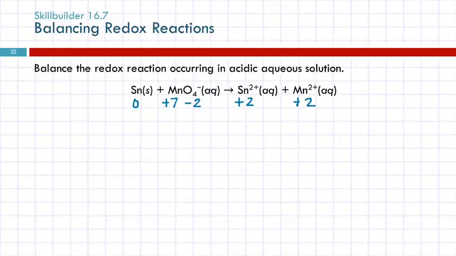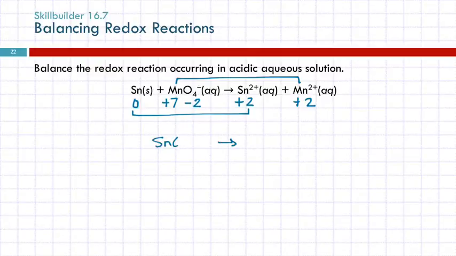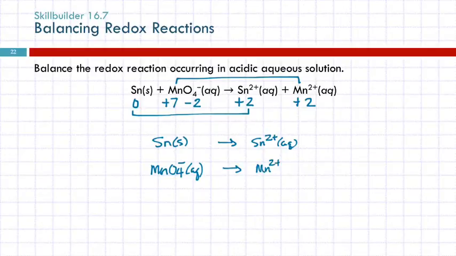Now I'm going to take my half reactions. So this tin is going from 0 to +2, that's being oxidized. The manganese is being reduced. And I'm going to write them out here. So I've got, well, there's some space. Sn going to Sn2+ aqueous. And then down here I've got MnO4- aqueous going to Mn2+ aqueous.